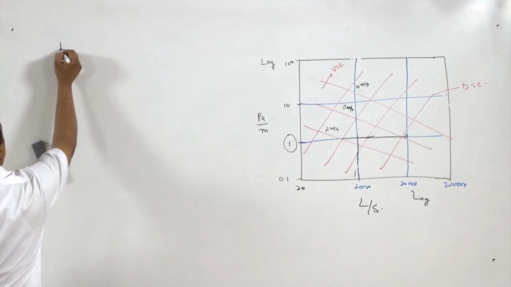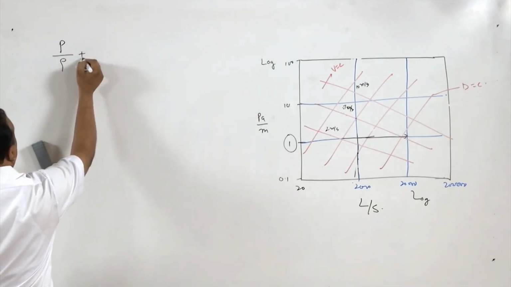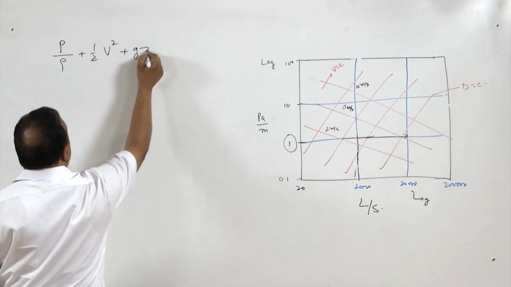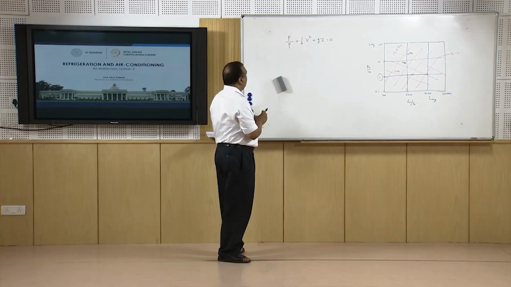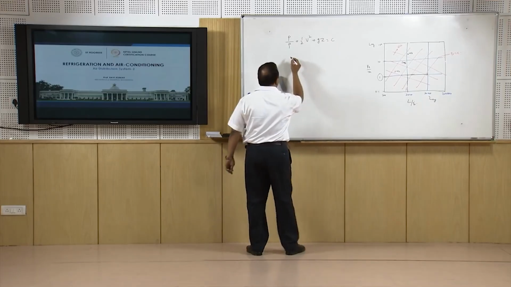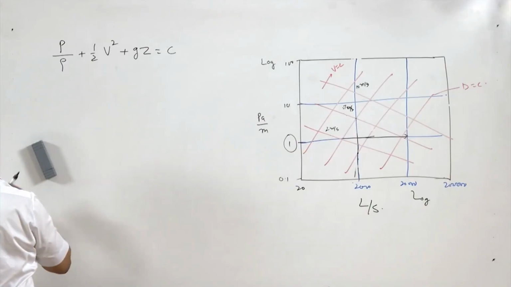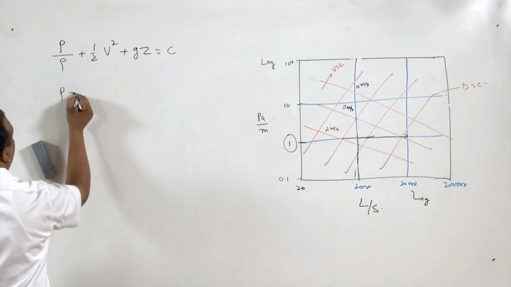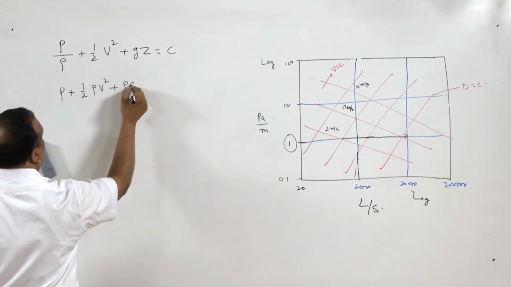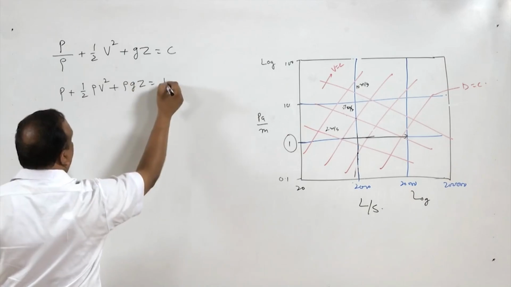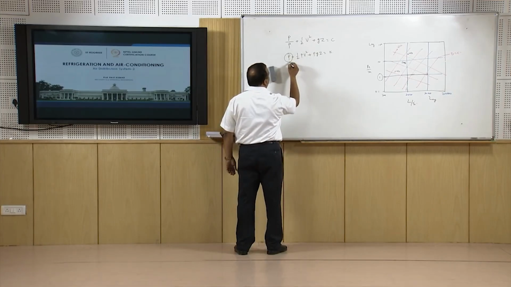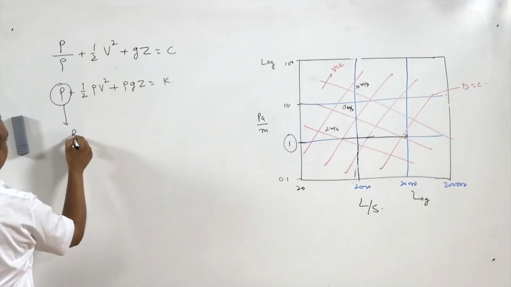Bernoulli equation says that P by rho plus half V square plus GZ is equal to constant, some constant, or P plus half rho V square plus rho GZ is some constant, let us say K. This P is taken as static head.